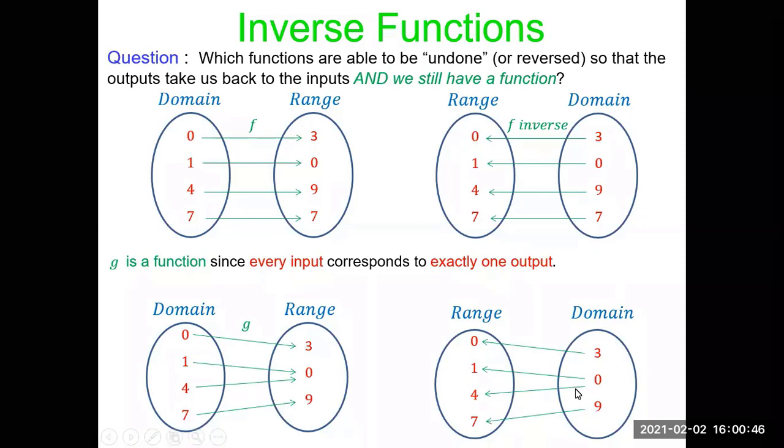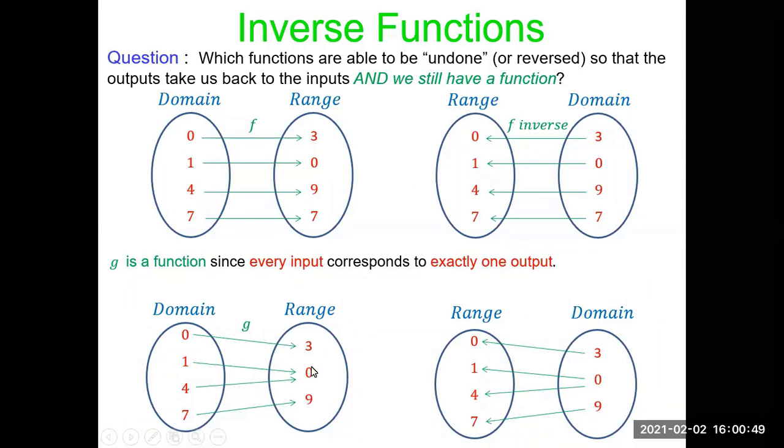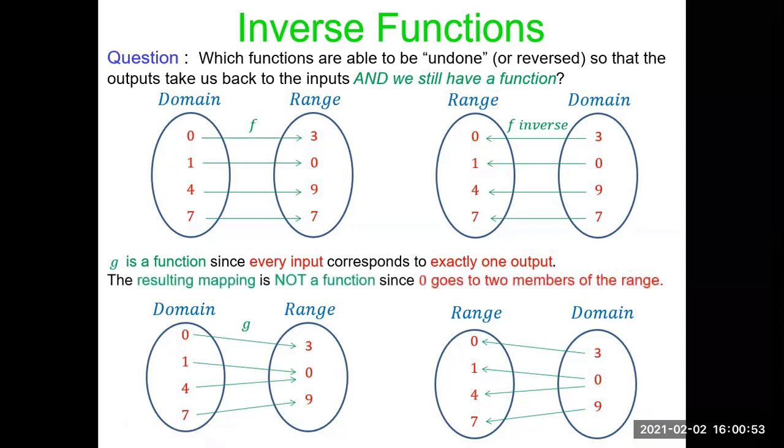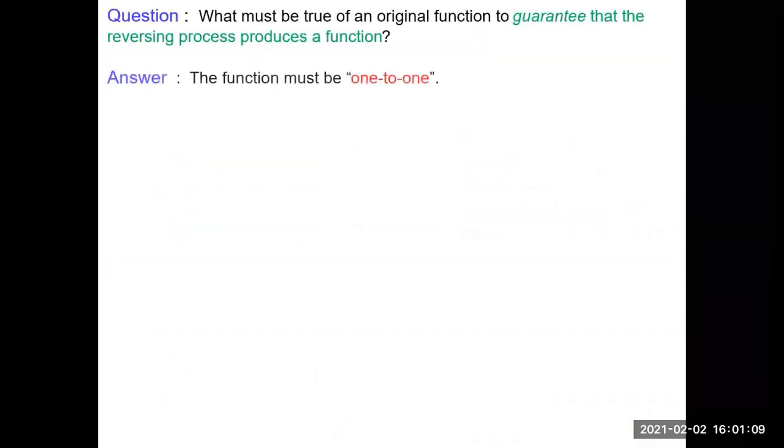So if we're trying to invert what the original function did, then this right here does not give me a function because 0 takes me to 2 different outputs. So the question then is, what criteria is necessary in order to create a function when we inverse the process? Well, the function must be what we refer to as one-to-one.